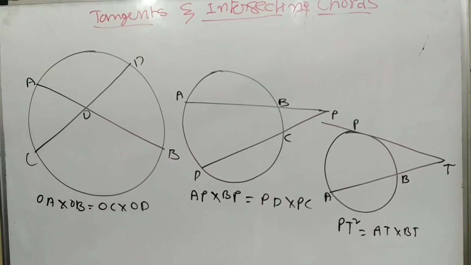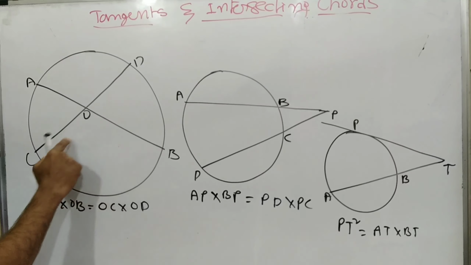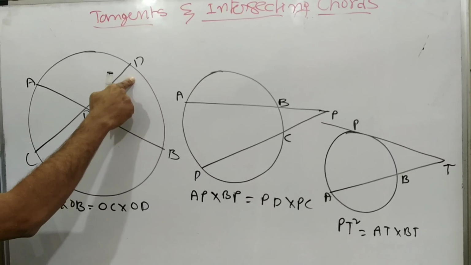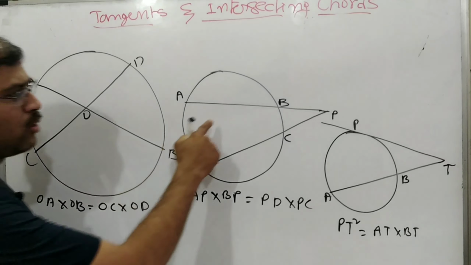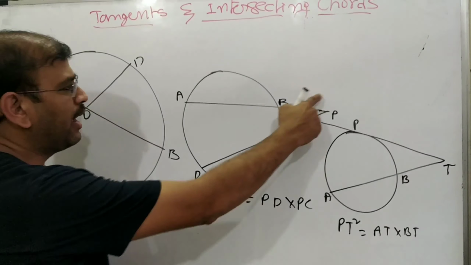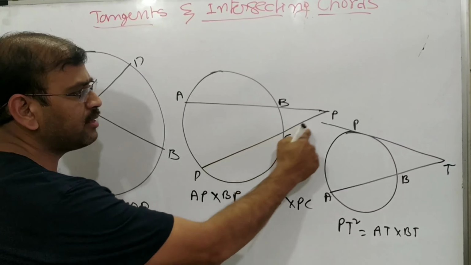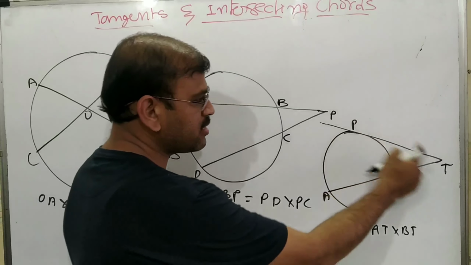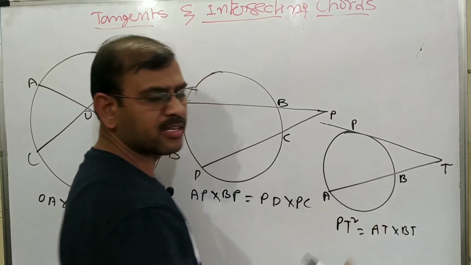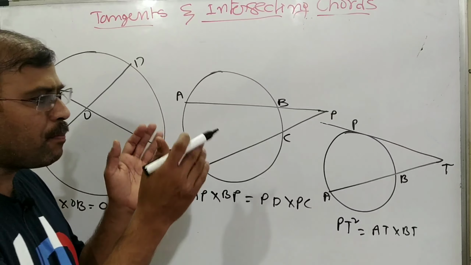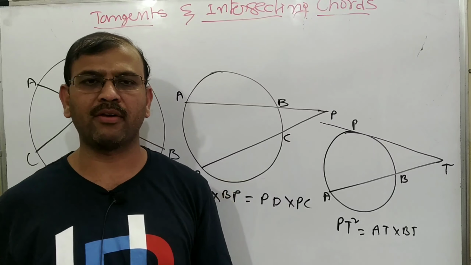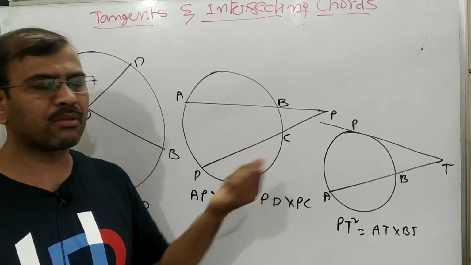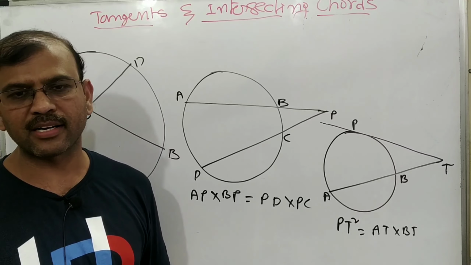Now look carefully. First one: two chords are intersecting each other, OA multiplied by OB equals OC multiplied by OD. It is easy to remember. When two secants meet at the exterior point: entire length, exterior part, entire length, exterior part. One tangent and one secant: tangent squared equals entire length times exterior part. I will explain one question related to this, and the rest you can practice similarly.